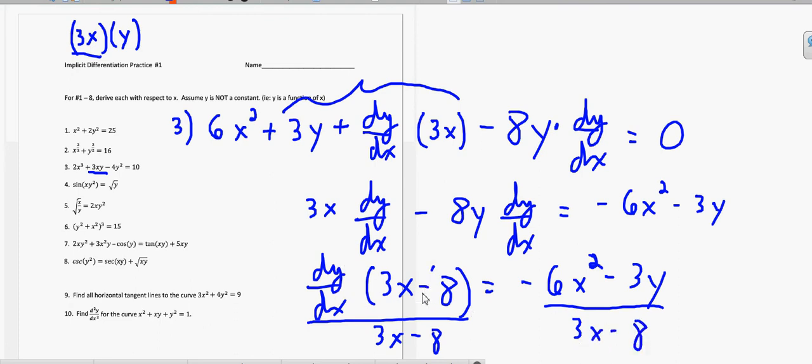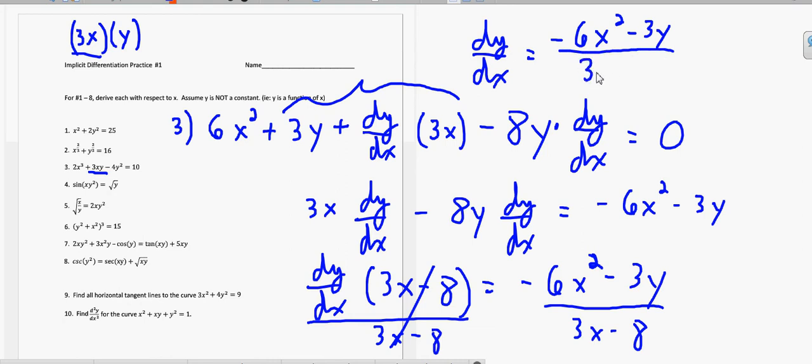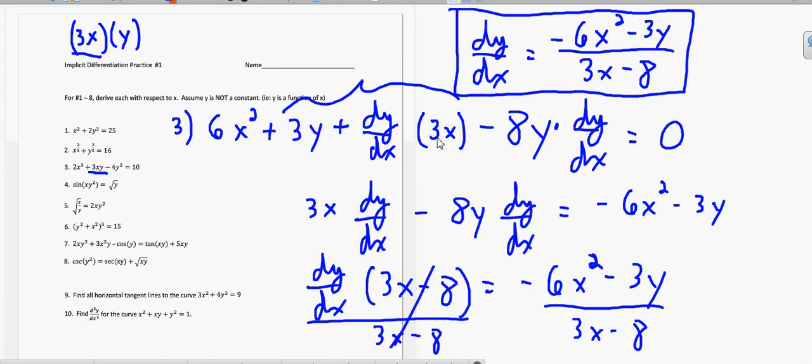Over here, since we're multiplying, these just cancel out. And we'll be left with dy/dx is equal to negative 6x squared minus 3y over 3x minus 8. And you can't cancel anything out here. You can't cancel the x's because there's minuses on the bottom and top. It just doesn't work out nice. So that's your final answer. We'll box it off for you. There you go. Number 4.